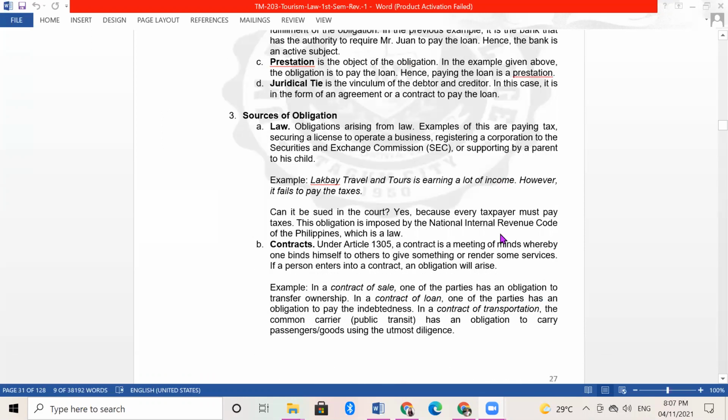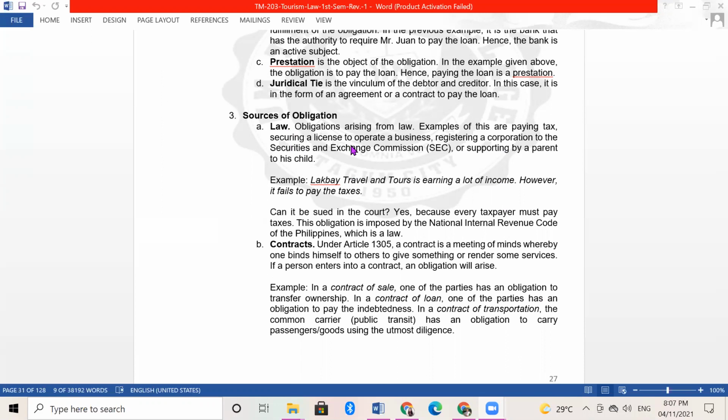So third, sources of obligation. First is the law. Obligations arising from law. Examples are paying tax, securing a license to operate a business, registering a corporation with the Securities and Exchange Commission, or support by a parent to his child.